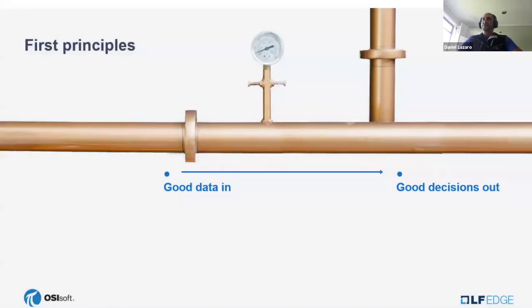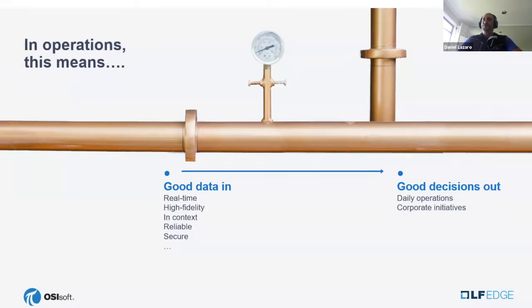Next, let's talk about how OSIsoft delivers extraordinary value across the industrial enterprise. Good data leads to smart decisions, as opposed to garbage in and garbage out. But what does it mean to have good operations data? In operations, this means real-time, high-fidelity data available to the right people at the right time. It's in context that you see the big picture validated by others so that it can be trusted.